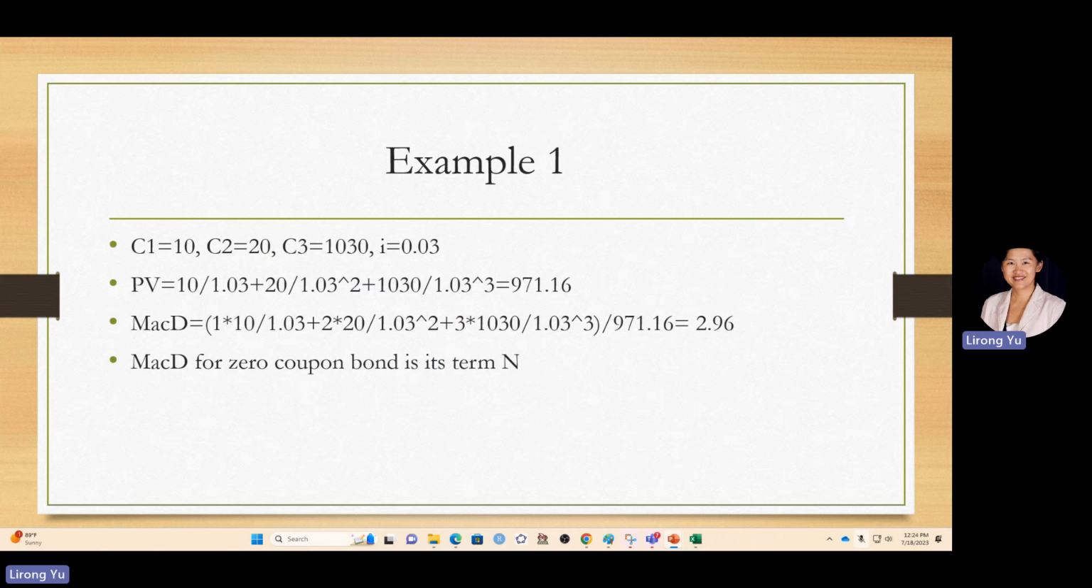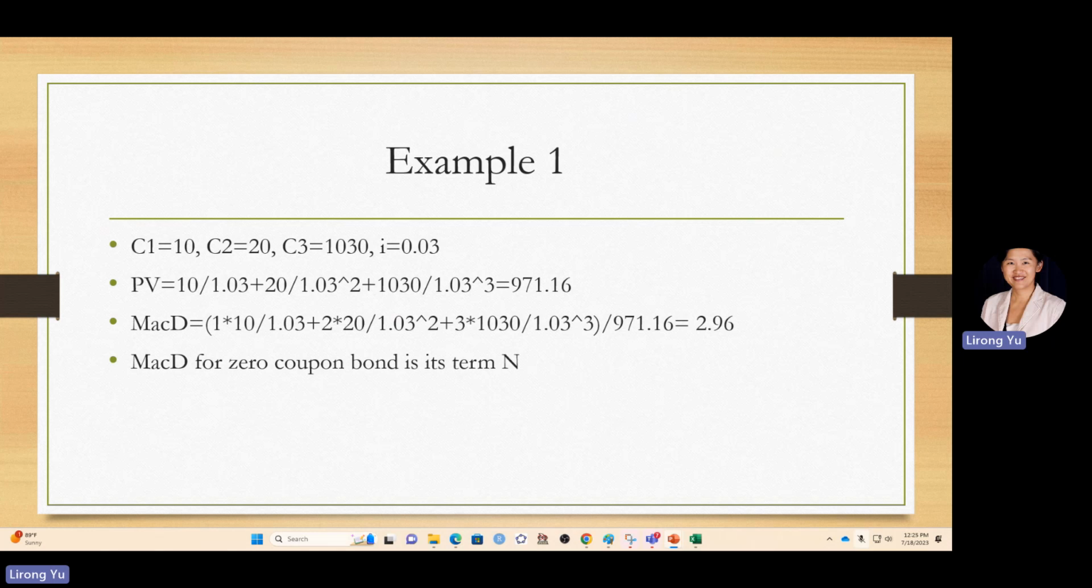So here, we refer back to that example earlier. Suppose the interest rate is 0.03. We will be able to finish the calculation of the present value and the Macaulay duration, which gave us 2.96 again.